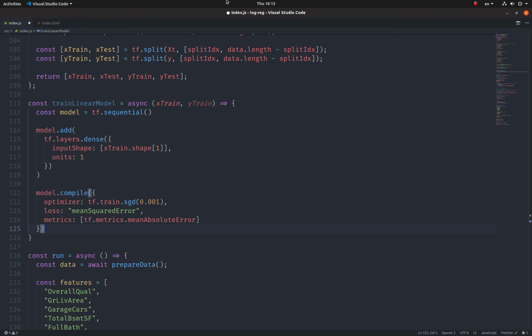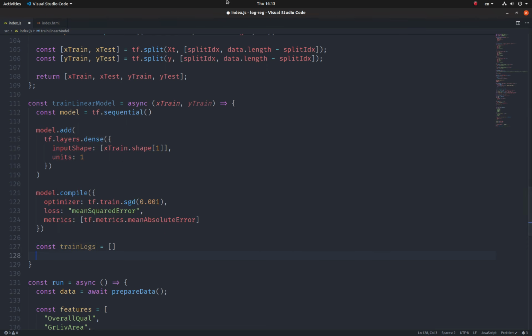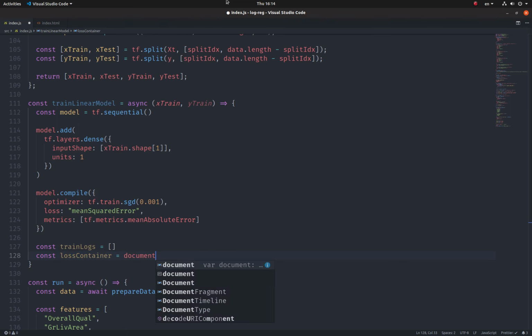So the next thing that we are going to need to do is actually call the fit method, which will train the model. And to do that, I'm going to store an array of train walks, and we are going to visualize the error when we're training, the root mean squared error, and the mean absolute error during training. So I am going to take reference to the two divs in our HTML file, and I'm going to use the document API for that.